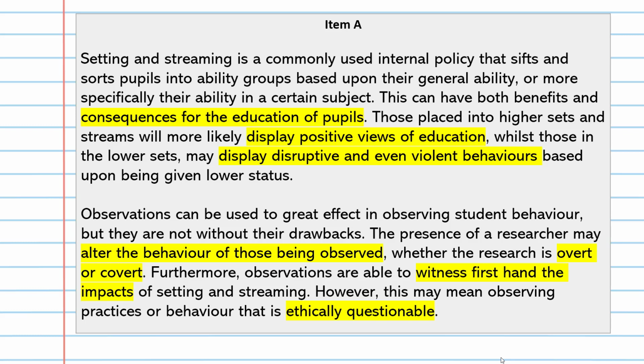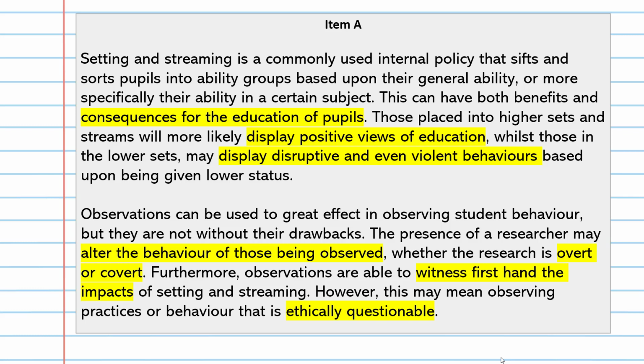Whilst those in the lower sets may display disruptive and even violent behaviours based upon given low status, would gatekeepers want observers to actually go and see that type of thing? Might it bring up some ethical issues? It may have some issues for teacher safety, for researcher safety, for all the students' safety. Bowler talks about sets and streams being like a psychological prison. So there are some ethical issues with investigating setting and streaming.